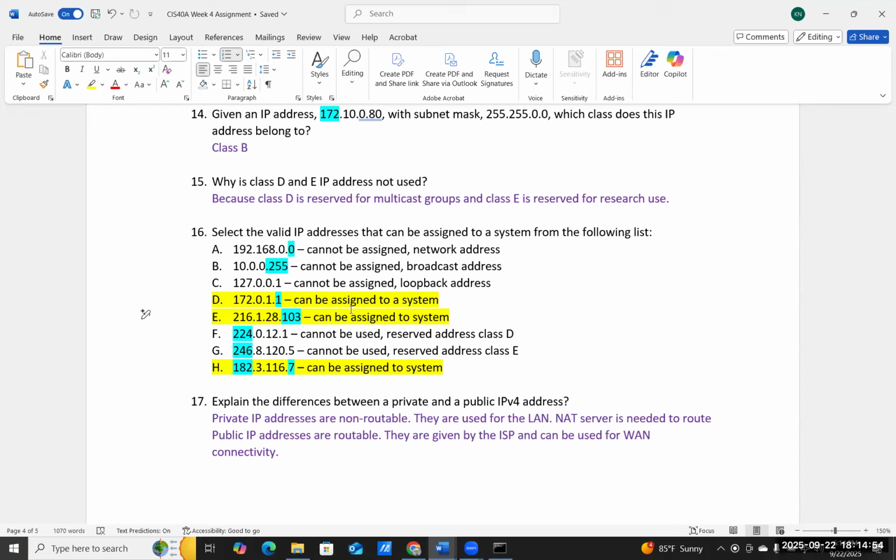And then for F, if you look at the address, the last octet is okay, but the first octet is not. This belongs to class D. 224 belongs to class D. So you cannot use that address.